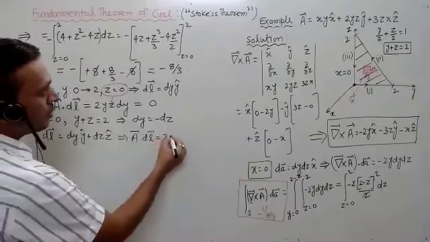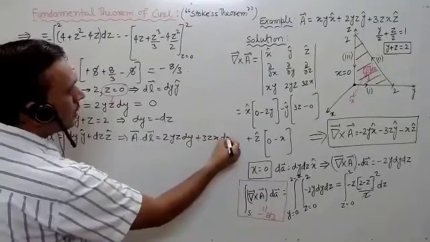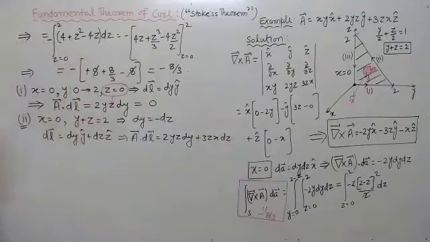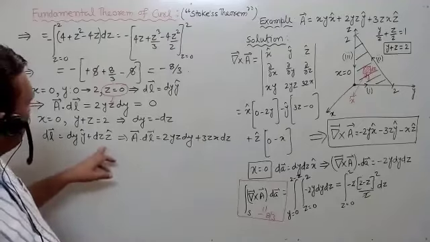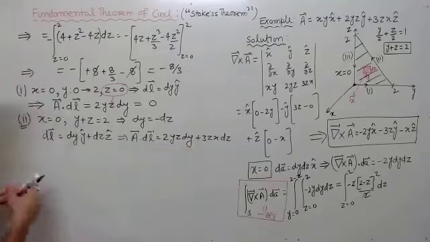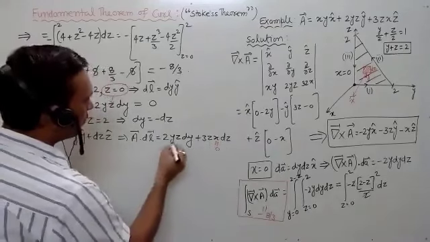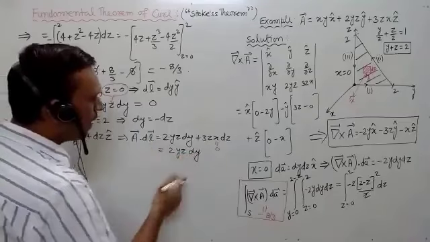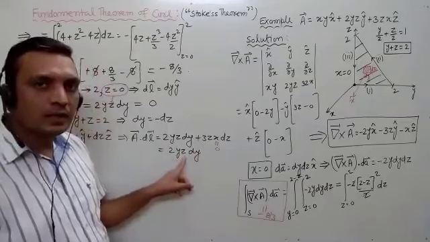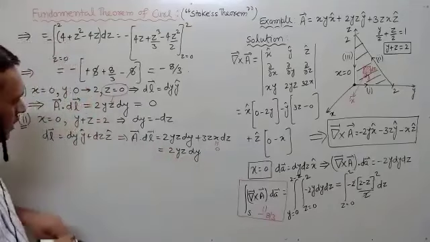So dy y cap, this will give you 2yz dy plus 3zx dz. So 2yz and 3zx. So again x is 0 here. So this will give you 2yz dy. A dot dl is 2yz dy. And you know z you can convert. Either you can convert y into z or z into y. So let us convert z into y.